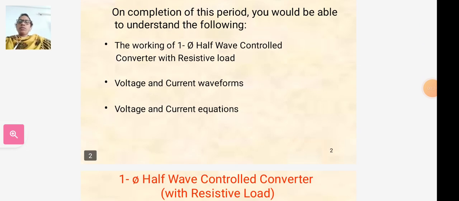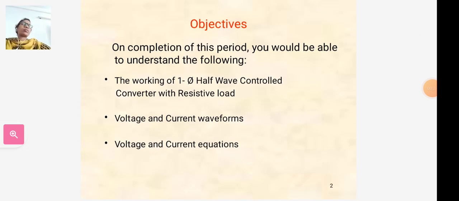In previous classes, we discussed the definition of converters and classification of converters. Today we are going to discuss the working of the single phase half wave controlled converter with resistive load, and voltage and current waveforms, voltage and current equations.